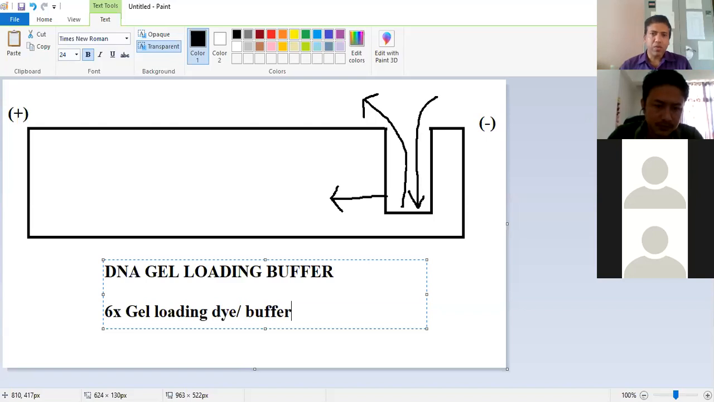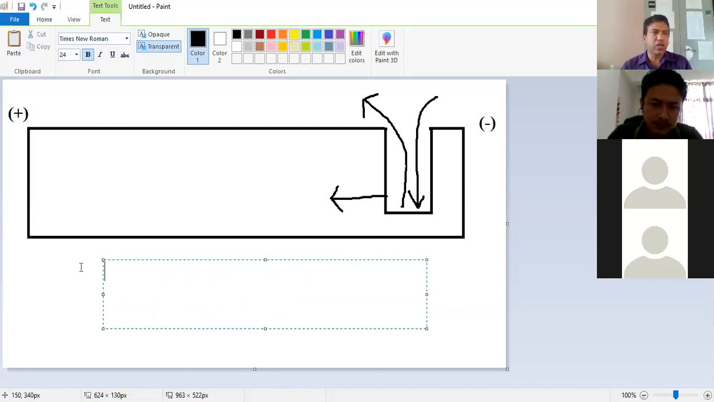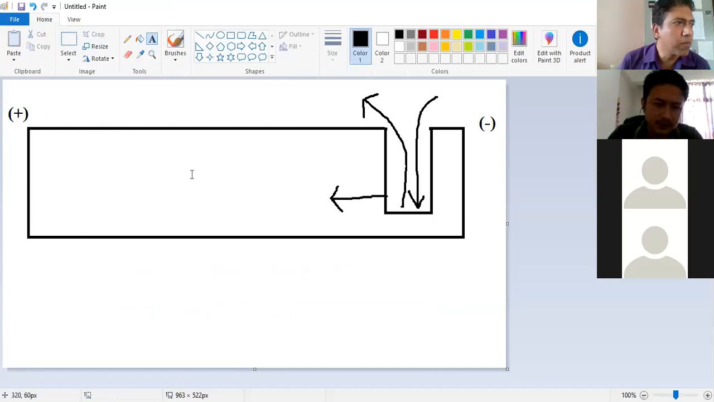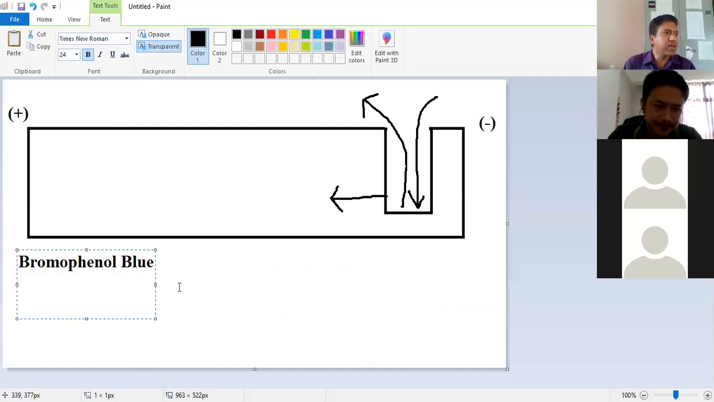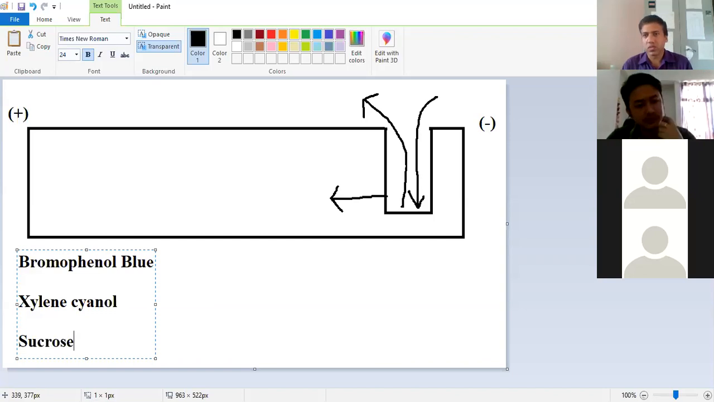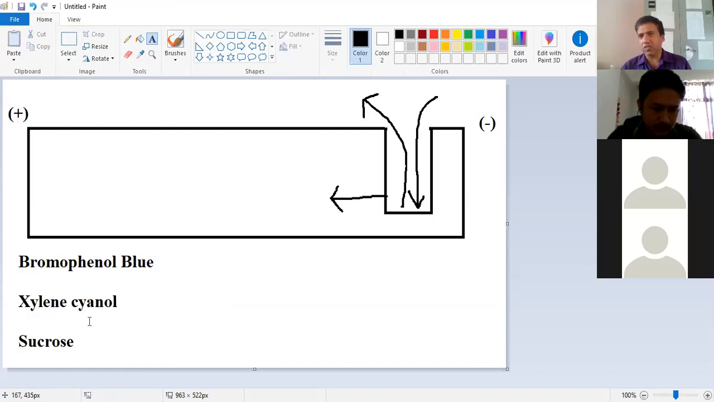Okay. Now let us look into what are the composition of this particular gel loading buffer. So if we look into the composition, first component is the bromophenol blue. Then second component is the xylene cyanol, and a third component is the sucrose. Okay. So we'll discuss what is the function of these things.